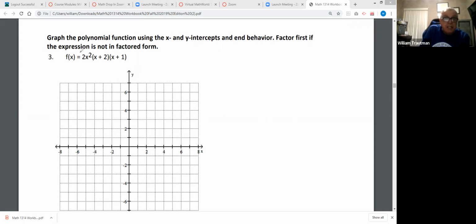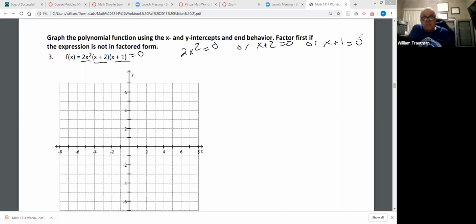We can just say this function equals 0. So that means in this place, there are three things multiplied together. 2x squared has to equal 0, or x plus 2 has to equal 0, or x plus 1 has to equal 0. So this is finding the X-intercepts. Remember, finding the X-intercepts is when you set each of these equal to 0. We also call them zeros.